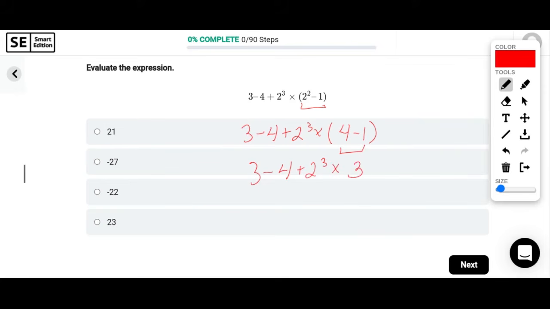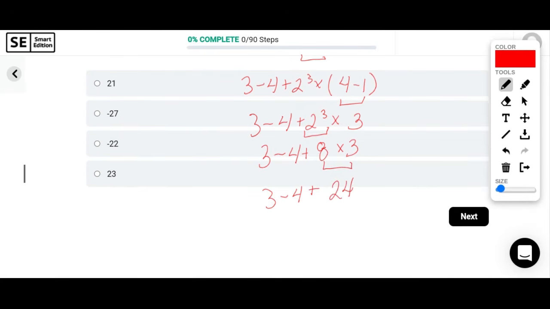Okay, so next up is my exponent. I'm going to do 2 to the third. 2 to the third means 2 times 2 times 2, which is 8. And now next up is multiplication. 8 times 3 is 24. And now I just have subtraction and addition left, so I'm going to work from left to right. Starting here, 3 minus 4 is -1. Plus 24 gives me 23 as my final answer.